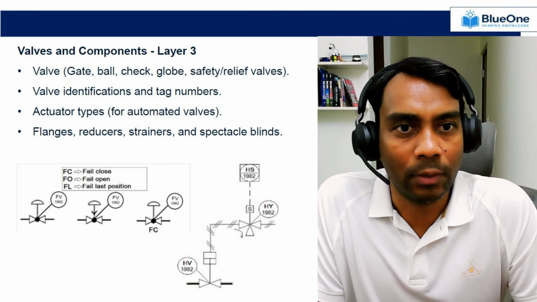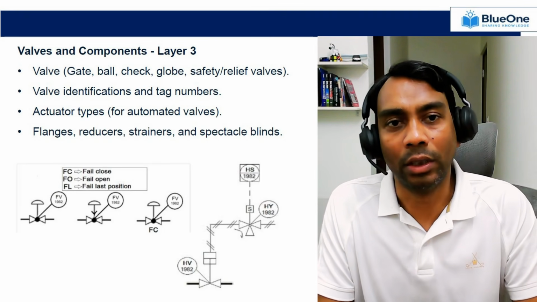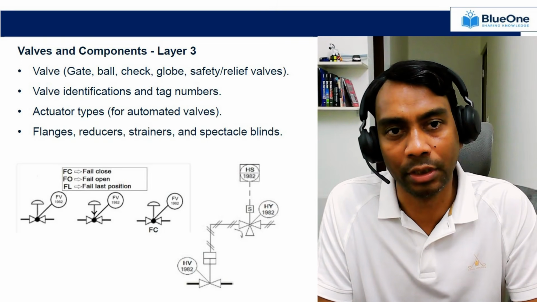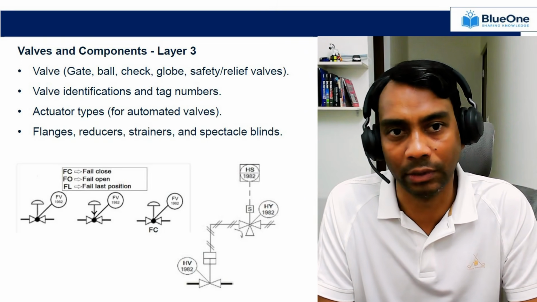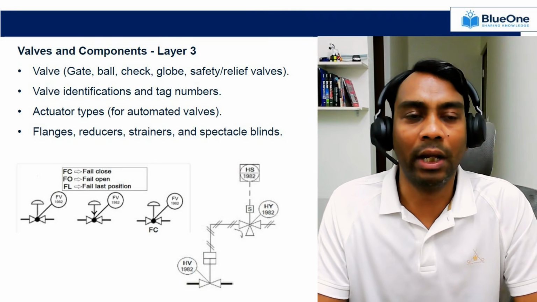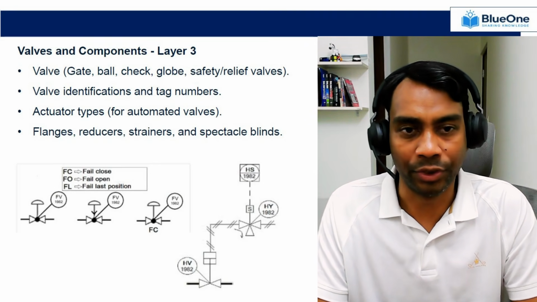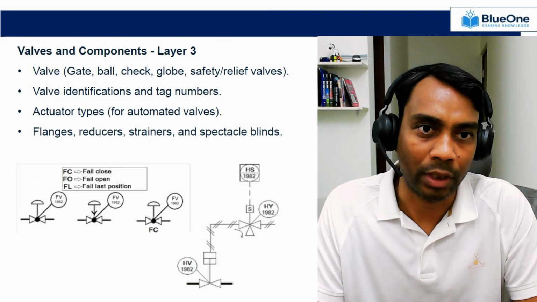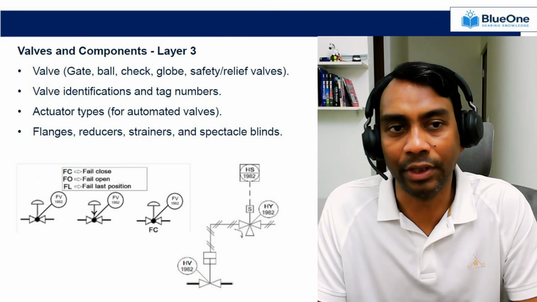Now let's talk about layer 3. So we have seen layer 1, the main process pipelines, and then layer 2, the major mechanical equipment, rotating as well as static. So layer 3 will have valves and components which are required to control and isolate process flow to maintain your facility safe and reliable.